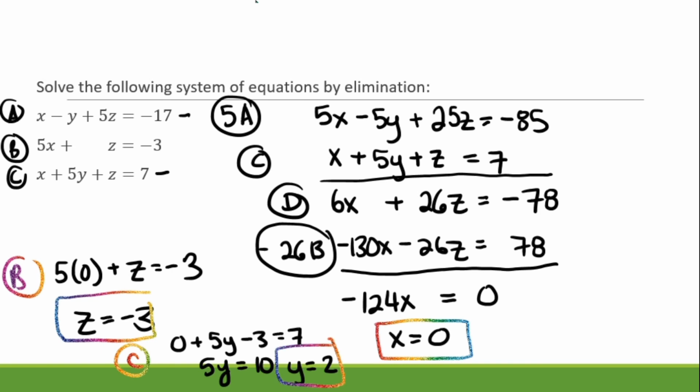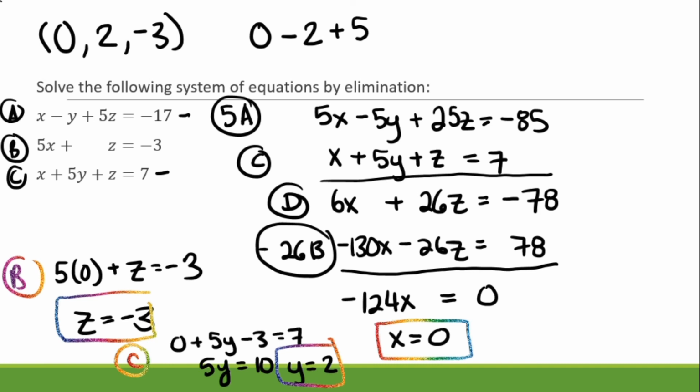There's my last variable. So I'm checking whether the point 0, 2, negative 3 works in all these equations. Well, I kind of used B and C already, so I'm just going to check it in A. 0 minus 2 plus 5 times negative 3, is that equal to negative 17? Is negative 2 minus 15 equal to negative 17? Sure is. That's the correct point.